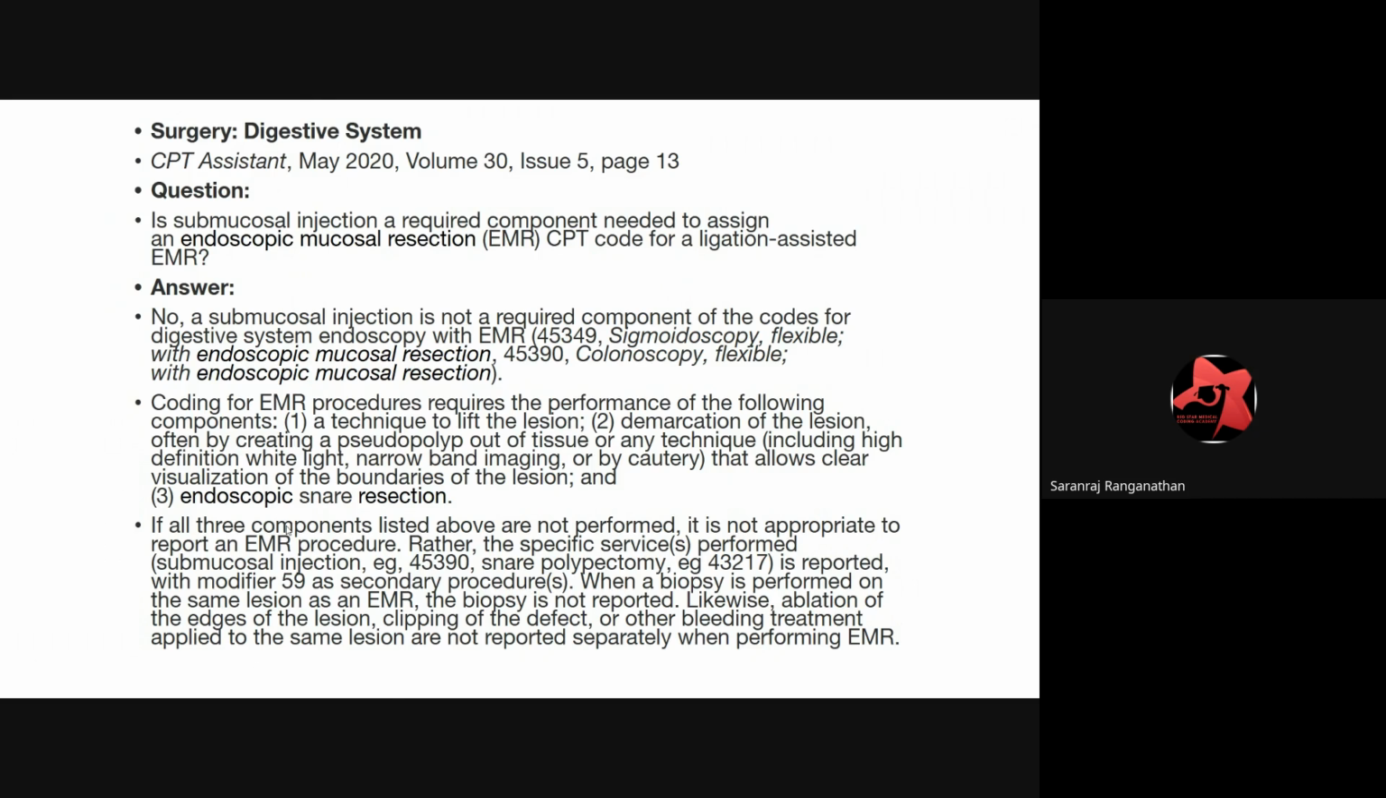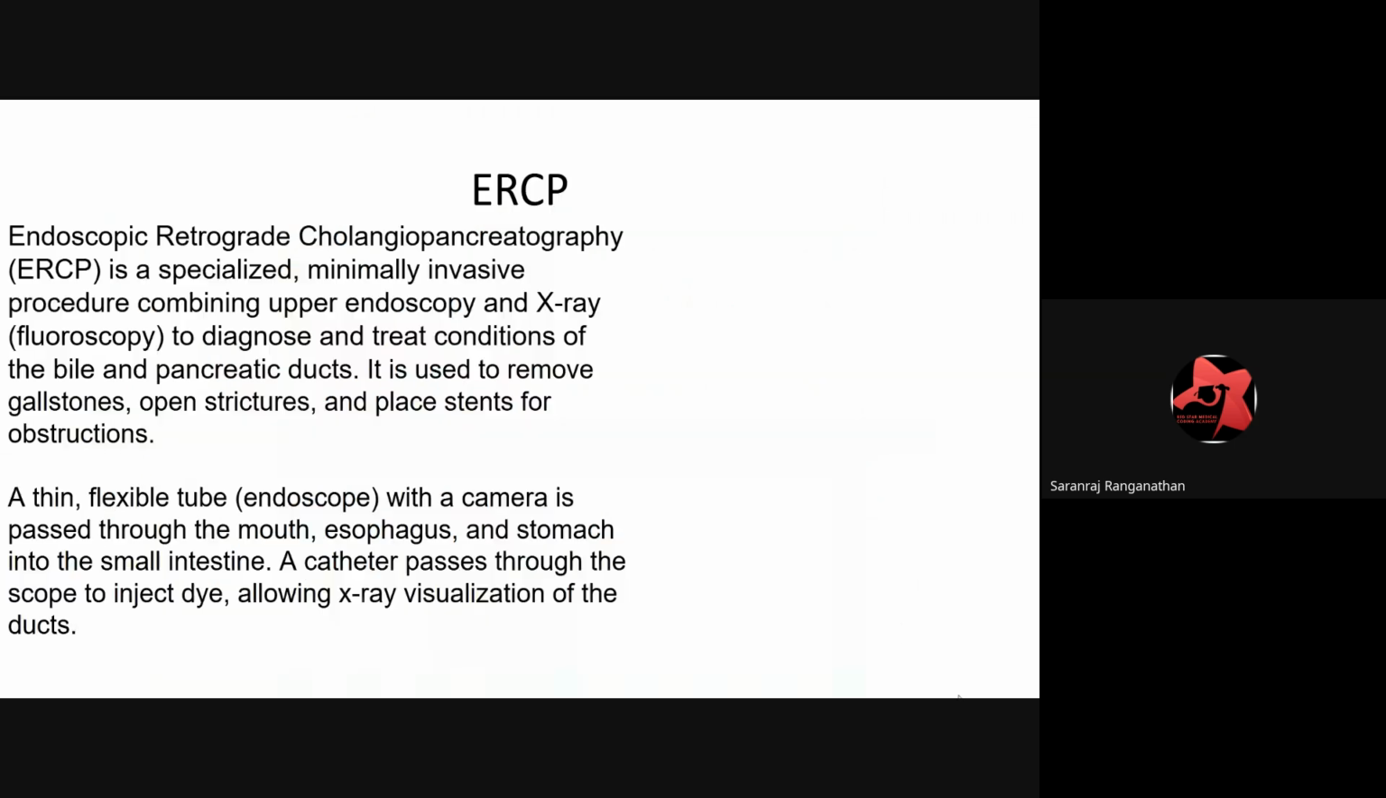And if all three components listed above are not performed, it is not appropriate to report the EMR procedure. Rather, the specific services performed are reported: submucosal injection, example 45390; snare polypectomy, example 43217, is reported with modifier 59 as a secondary procedure. When biopsy is performed on the same lesion as the EMR, the biopsy is not reported. Likewise, ablation of the edges of the lesion, clipping of the defect, and other bleeding treatment applied to the same lesion are not reported separately. So along with that EMR procedure, these are the procedures we should not bill, that one they have given here.